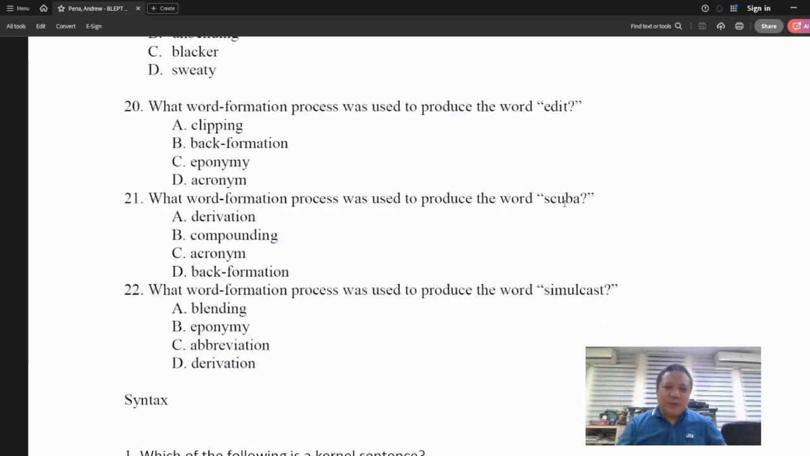20. What word formation process was used to produce the word edit? A, clipping, B, back formation, C, eponymy, D, acronym. The answer is B, back formation. It came from the word editor.